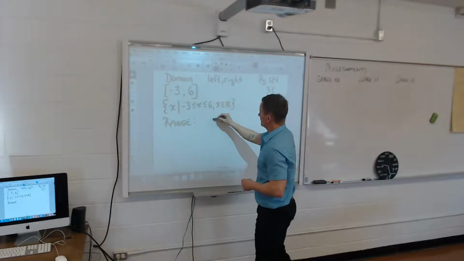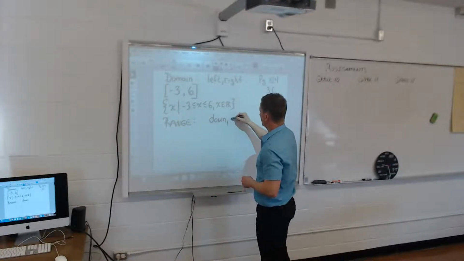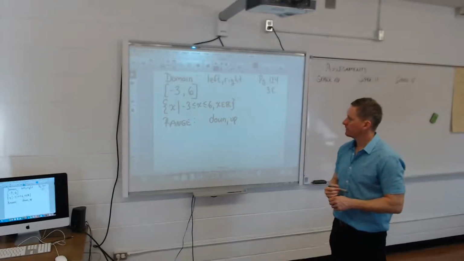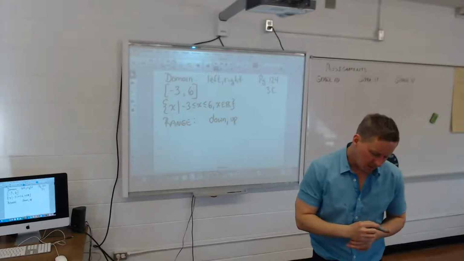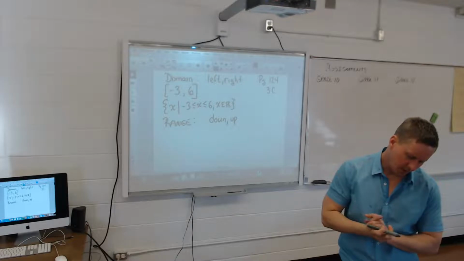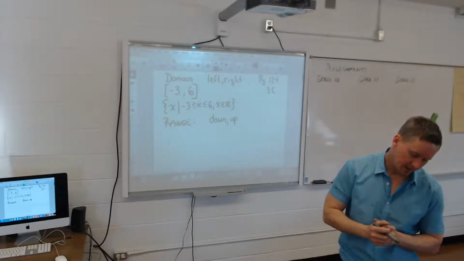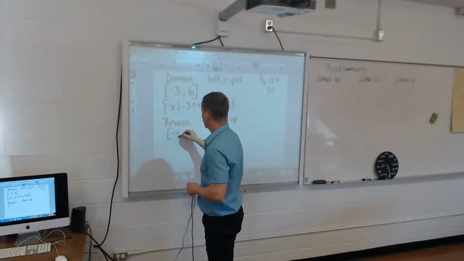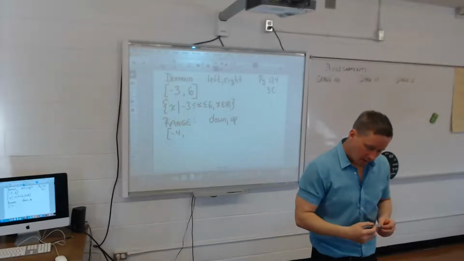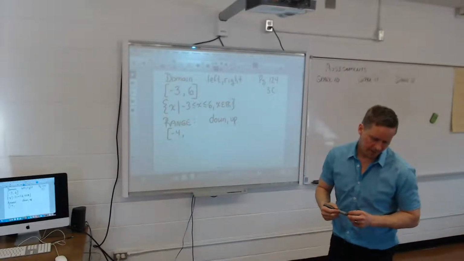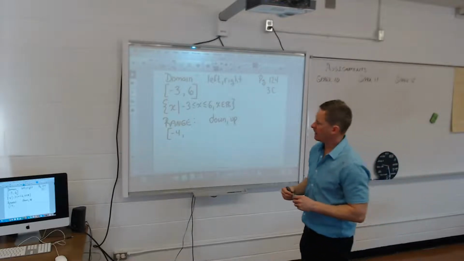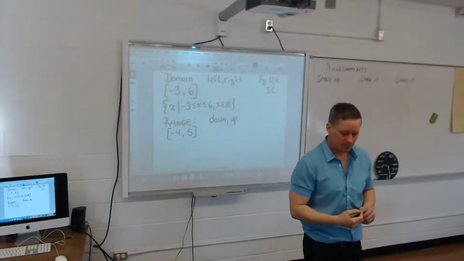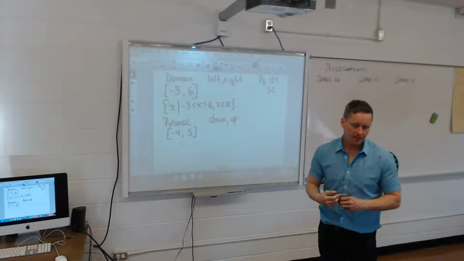The range: how far down does it go to how far up it goes? So the range in this one, the lowest y value on the graph comparative to the y-axis is it goes down to -4. And how high up does it go? The highest point that it reaches is +5. So it goes from -4 to +5.